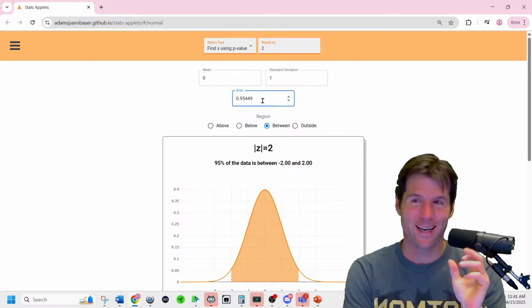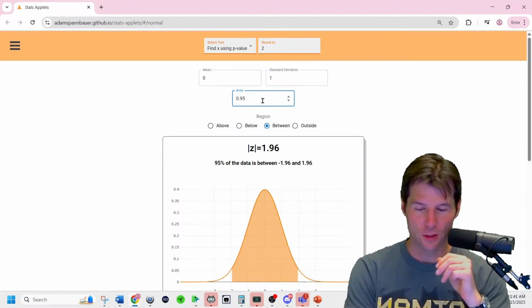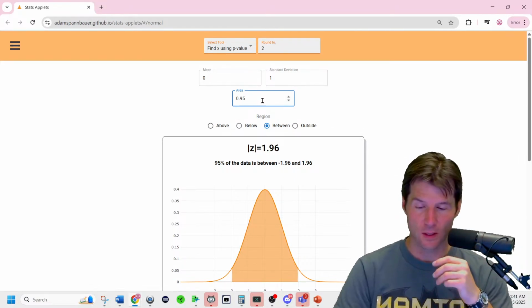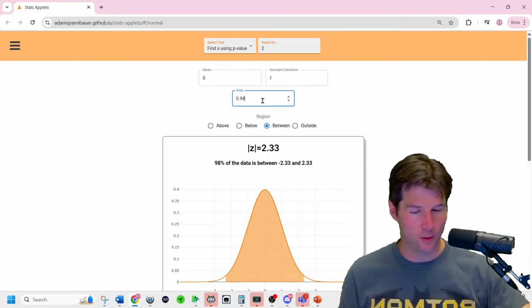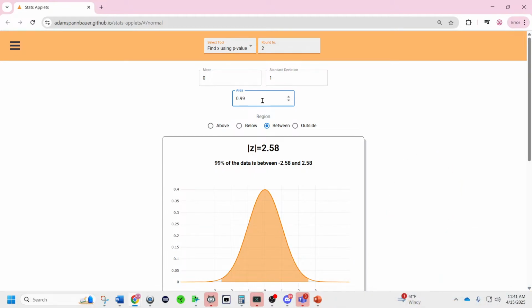95.449 is the exact 2. But usually we just do 95 is 1.96. So you can build whatever percent confidence you want. If you want 98, 99, it'll cover that amount of area, or 90, you can get the percent confidence relative to the z-score. The z-score would be based on how confident you are. The bigger the z-score is related to higher levels of confidence, so you have a bigger z-score.